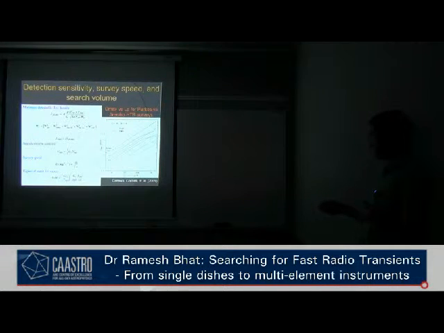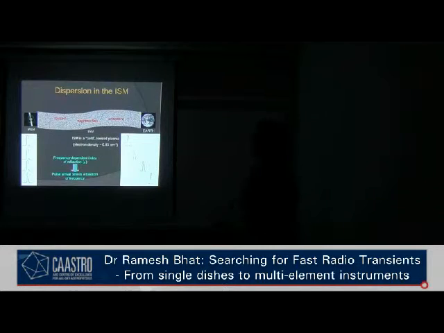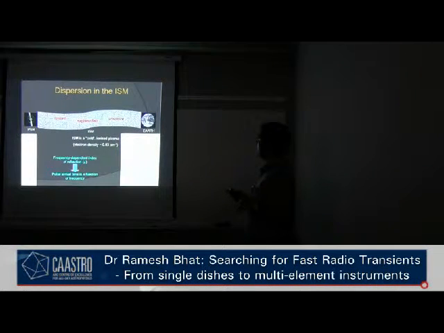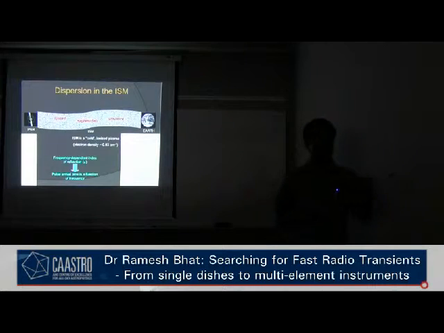But once one of those effects kick in, then your searches will be either dispersion limited or scattering limited, depending on your instrumental design. Okay, so very briefly, I'm just going to tell you some of the important effects that you need to worry about. One is the dispersion in the intervening media.